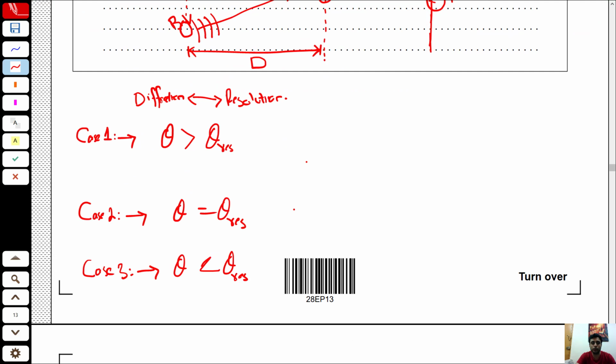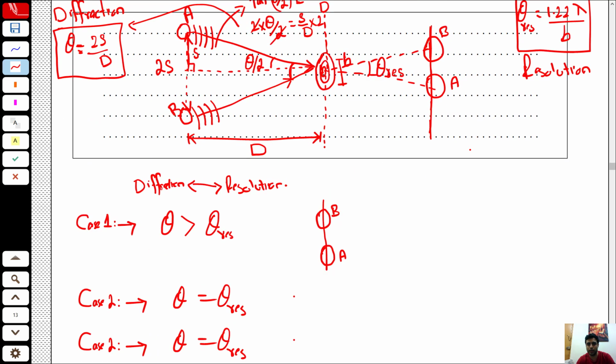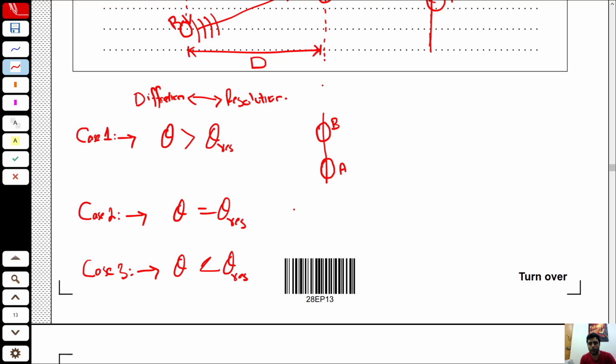Resolution means the ability to distinguish between two different objects. In this case, when the angle of diffraction is bigger than the angle of resolution, the image on the screen will look something like this. They will be seen separate. This is the image that I'm talking about. You can see B and A. Here you have the image produced on the screen. They can be seen as separate, hence they are resolved.